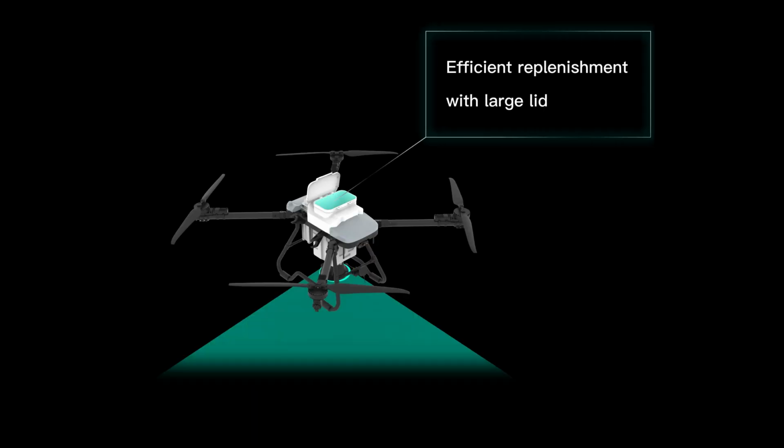The XC series drone is efficient in replenishing with solid fertilizers, granular fertilizers, seeds, and sauce through a large lid, and works homogeneously with the XC series drone spreading system.